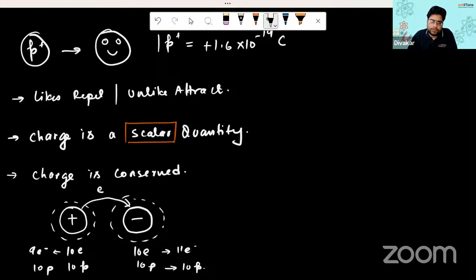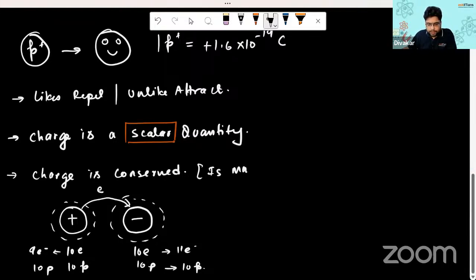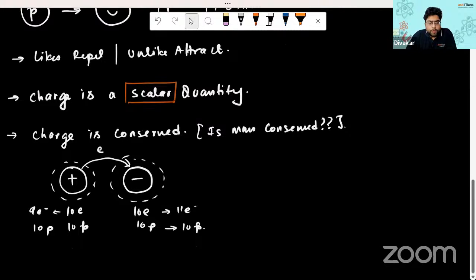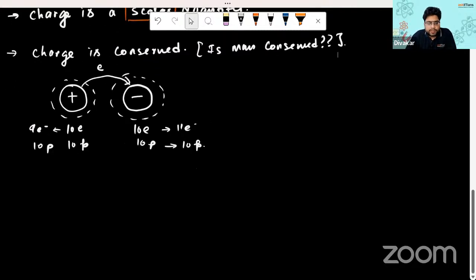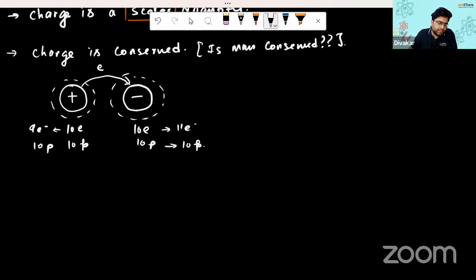Charge is conserved. Now I'll give you a question and you'll have to think about it and answer in the comments. The question is, is mass conserved? So that's a question you can answer in the comments. Energy is surely conserved. I'm asking about mass. One more property about charge, that's a final property that we'll discuss. And that property is the property of quantization.